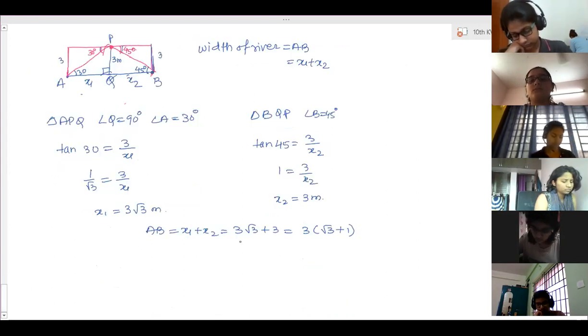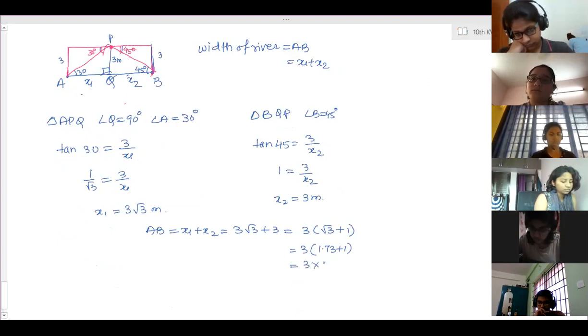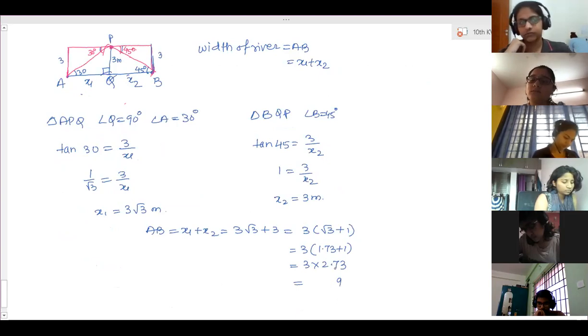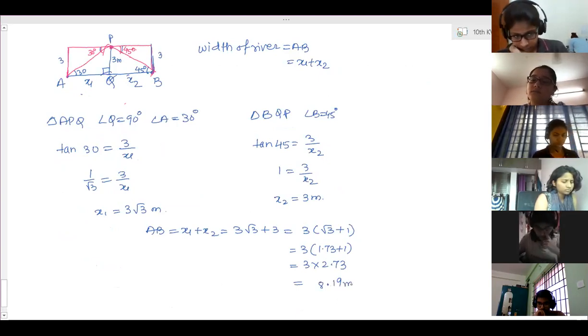So substitute the value. 3 into 1.73 plus 1. 3 into 2.73. 3 3s are 9, 3 7s are 21, 2 6 8, 8.19 meters.